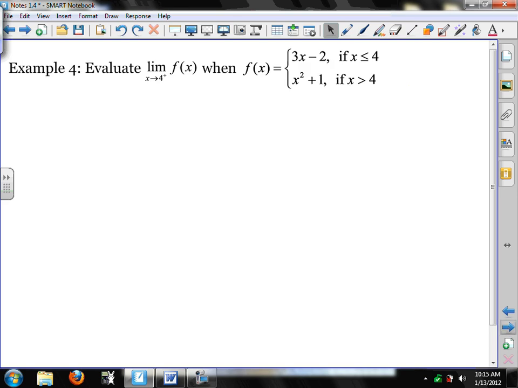Taking a look at example 4 there, example 4 asks us for the limit as x approaches 4 from the right of f of x given a piecewise function. F of x equals 3x minus 2 if x is less than or equal to 4. F of x is equal to x squared plus 1 if x is greater than 4.